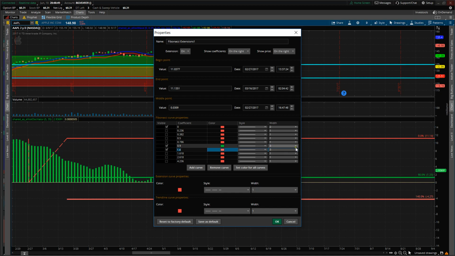Okay, put it at 3 width so you can see it properly, and then call it whatever you want, save as default. So every time you use a fib extension, that will be the one that comes as default. Because to be honest, with this strategy, you won't be using any other fib extensions anyway. So you're putting that as default.